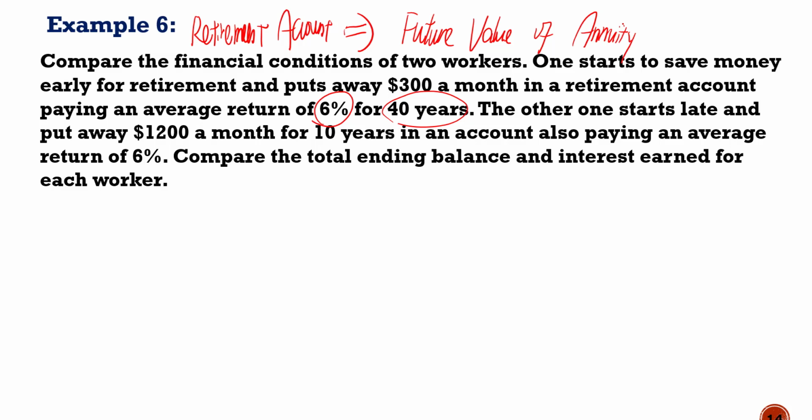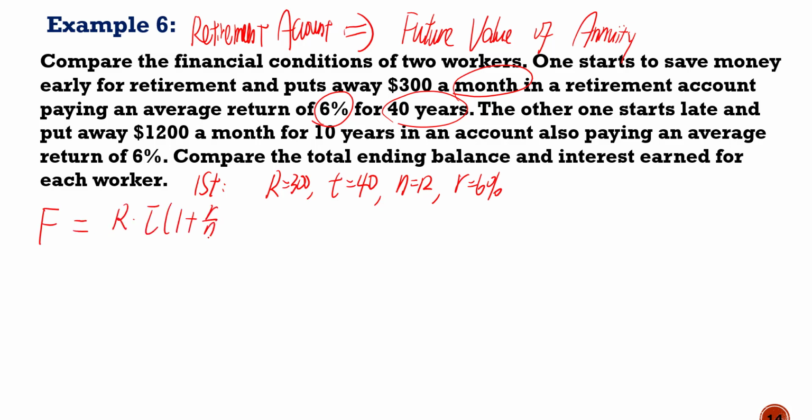So for the first person, $300 first one. So the regular payment is $300. Time T is 40 years. Monthly payment amount, right? Monthly payments, 1 year is 12. And we also know the rate is 6%. I'm looking for the future value of the annuity here. So regular payment times the bracket, 1 plus r to the T minus 1 over r.